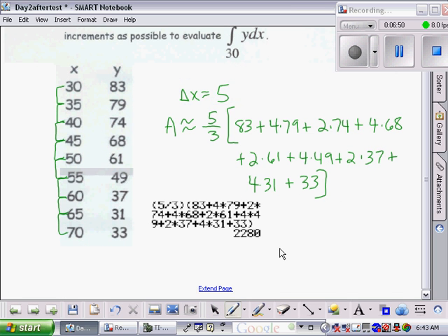Now, in this particular problem, we don't have a label. Your label is going to be, say, for example, if x was feet per second and y was seconds, if we add that in, then your label would be feet. You're going to multiply your units to get your label.